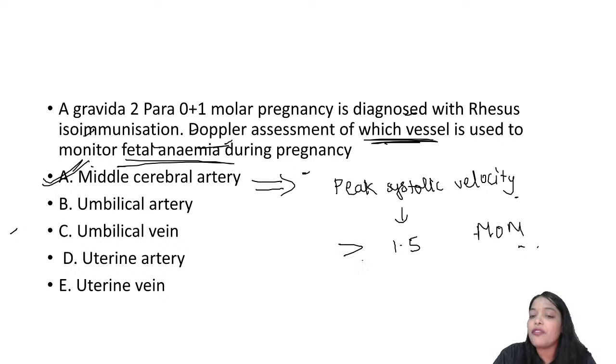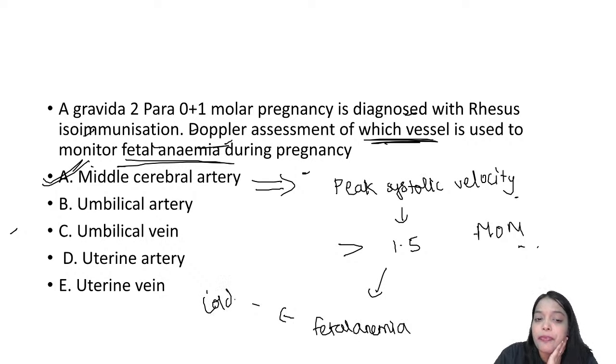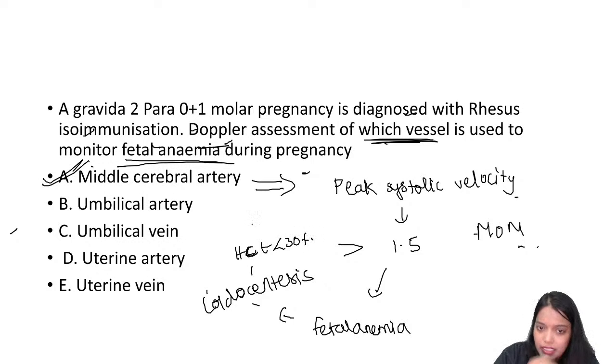If it is more than 1.5 multiples of median, it means there is fetal anemia. And you have to confirm the fetal anemia by doing cordocentesis, that is, you take the fetal blood from the umbilical cord. On umbilical cordocentesis, if hematocrit is less than 30%, the baby requires intrauterine blood transfusion.